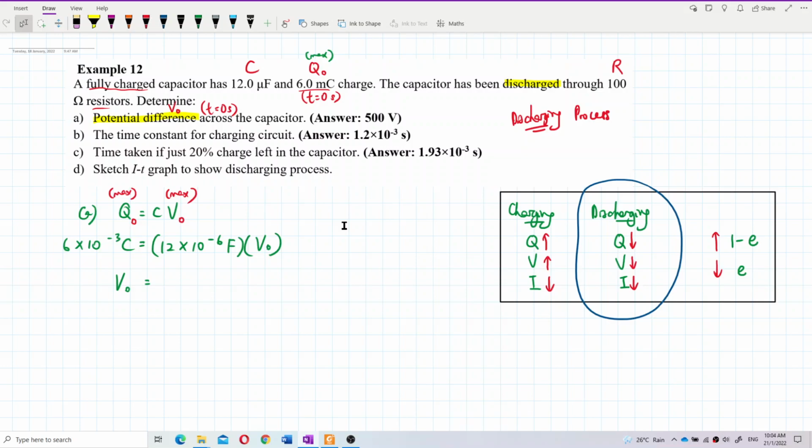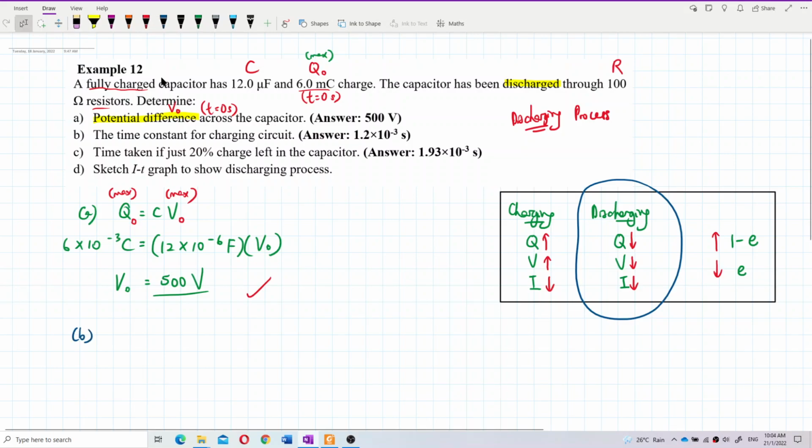Okay, so 500 volt. So that's correct, my answer 500 volt. That's the maximum voltage. So now let's do question B.